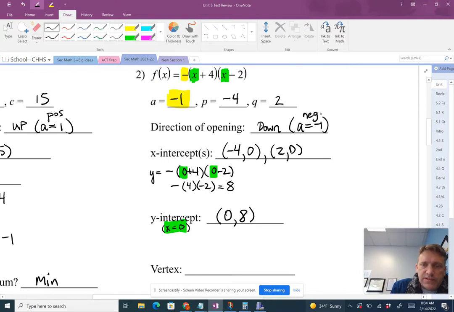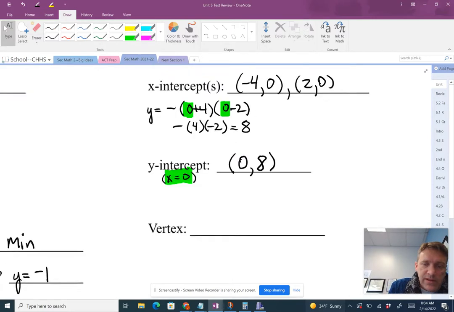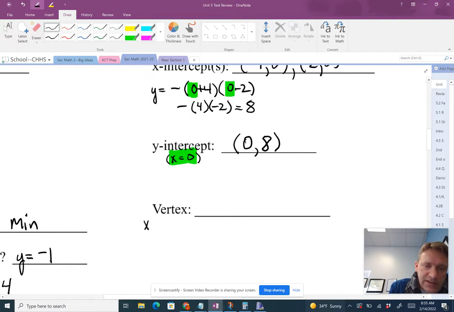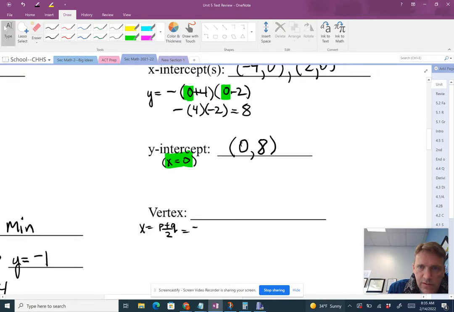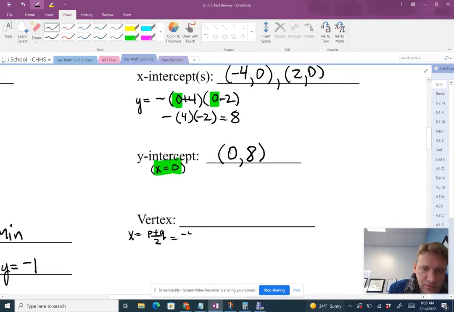Now for our vertex, when you have it in factored form, you found the two x-intercepts, so you take those values of p and q and you average them. So the vertex x is p plus q divided by 2. So we're going to take negative 4 plus 2, divide by 2. Negative 4 plus 2 is negative 2, divided by 2, and that's negative 1. So our x-coordinate is negative 1.